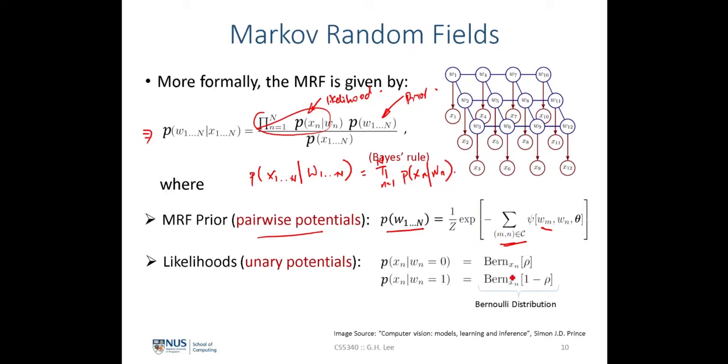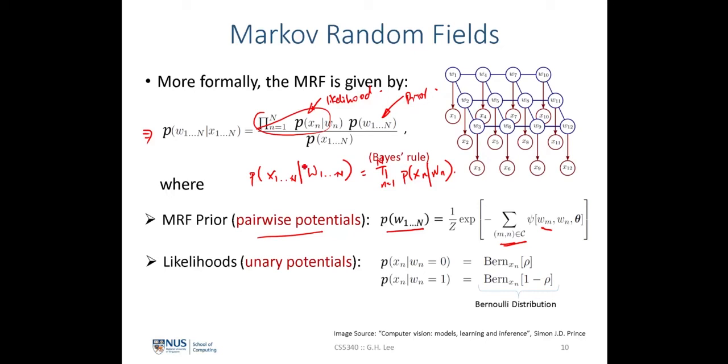We'll see two models later, the Ising model or the Potts model, which can be used to model the smoothness between neighboring pairs of latent random variables in the clean image, where we want to give a higher cost, or a lower probability value, if both of them are taking different labels, and we want to give a higher probability value if both wn and wm are going to take the same label.